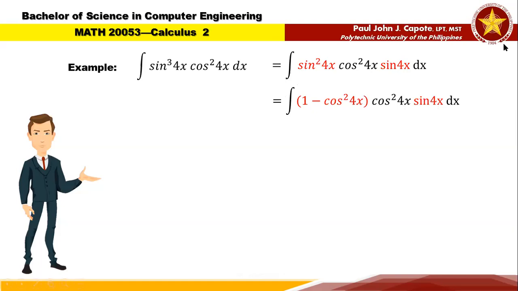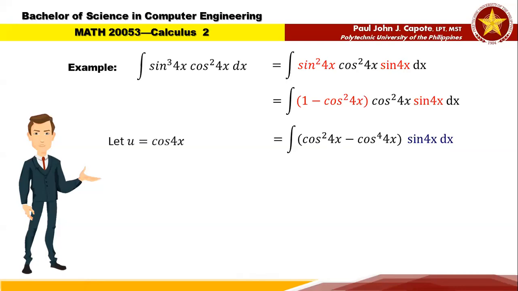And so what's next? We will multiply cosine square 4x to each term inside the quantity. And so we have cosine square 4x times 1 is cosine square 4x. Cosine square 4x times negative cosine square 4x is negative cosine 4x raised to 4. Okay, times sine 4x dx.